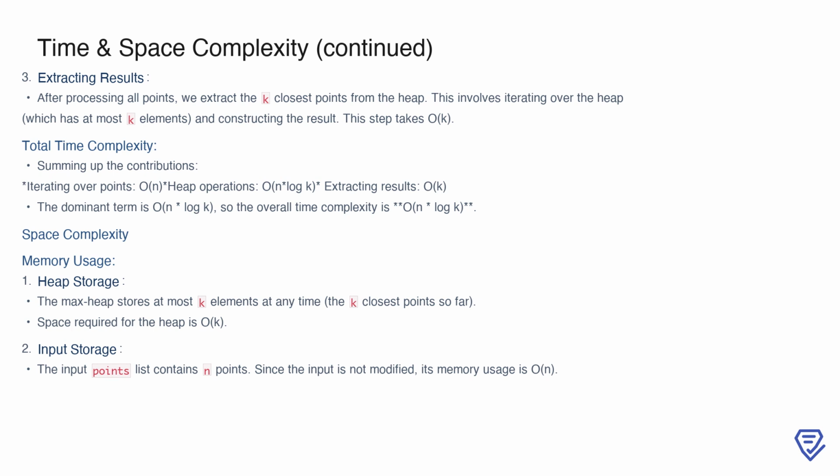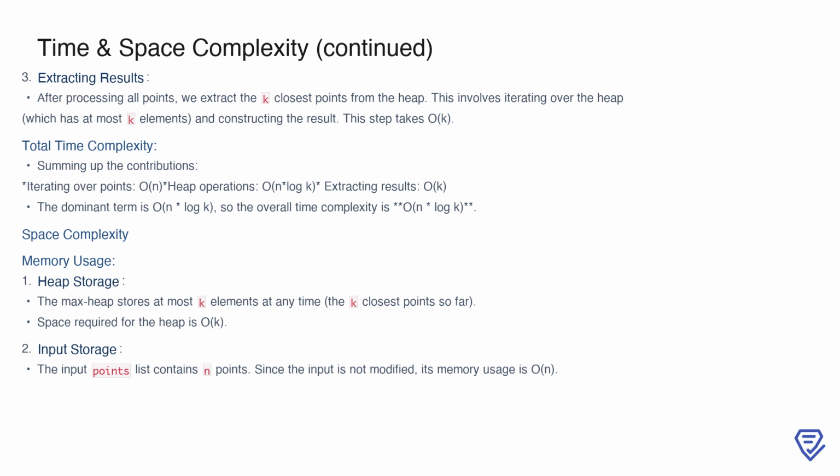When we sum up all the components, we have O(n) for iterating over the points, O(n * log k) for heap operations, and O(k) for extracting the results. The dominant term here is O(n * log k), which gives us the overall time complexity of the solution.